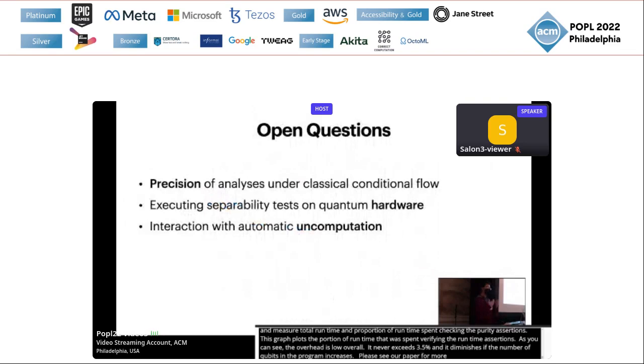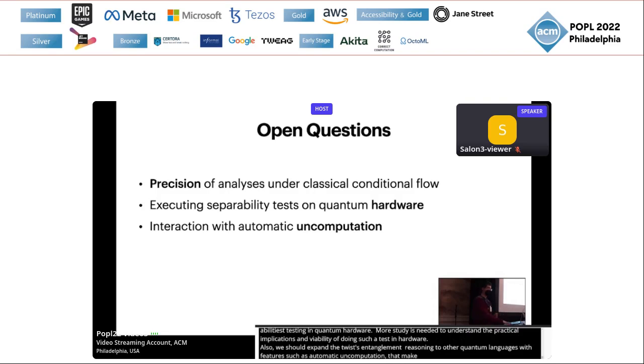Twist opens the door to several interesting questions. First, the static analyses could be made more precise under classical control flow. As we saw, it can currently be overly conservative. Next, in the paper, we briefly describe the implementation of separability testing in quantum hardware. But more study is really needed to understand the practical implications and viability of doing such a test in hardware. Also, we should extend Twist's entanglement reasoning to other quantum languages with features such as automatic uncomputation that make life easier for the developer.